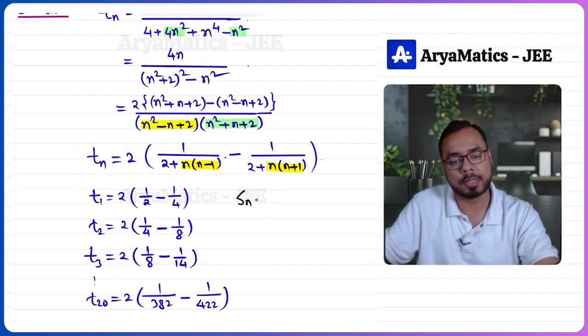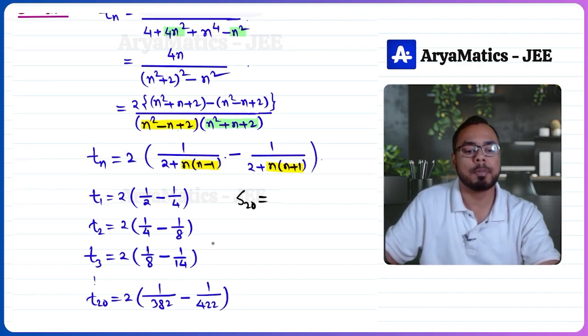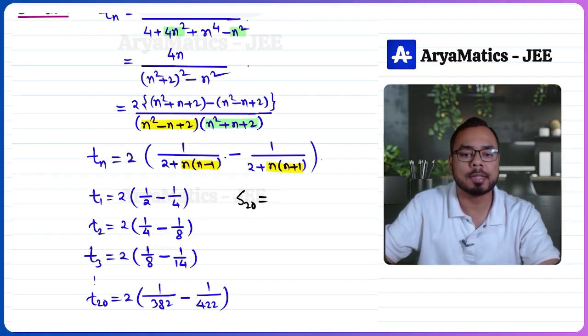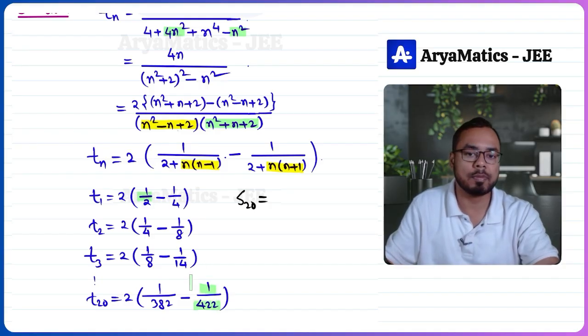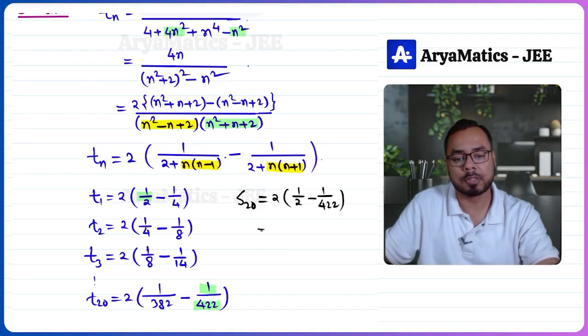Now if I calculate Sn, or rather S20, the sum of all these 20 terms, this will be: 1 by 4 will cancel, 1 by 8 will also cancel. Everything will cancel except this 1 by 2 from the first term and 1 by 422 from the last term. So the sum of these 20 terms will be twice of 1 by 2 minus 1 by 422. This will become 1 minus 1 by 211. So this will be 210 divided by 211.